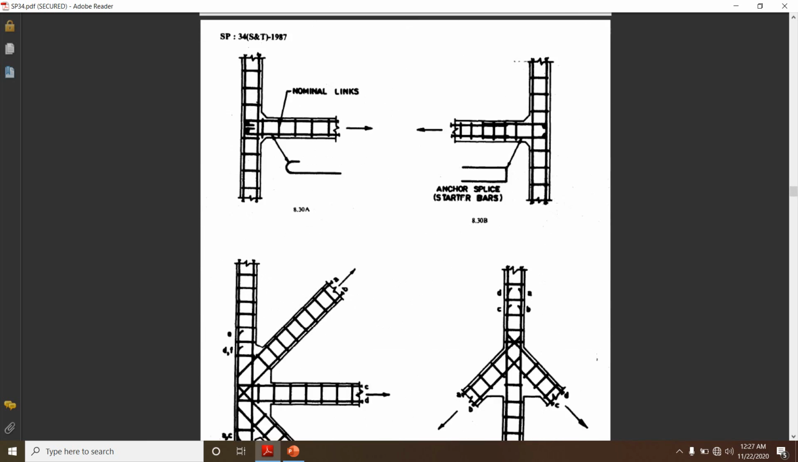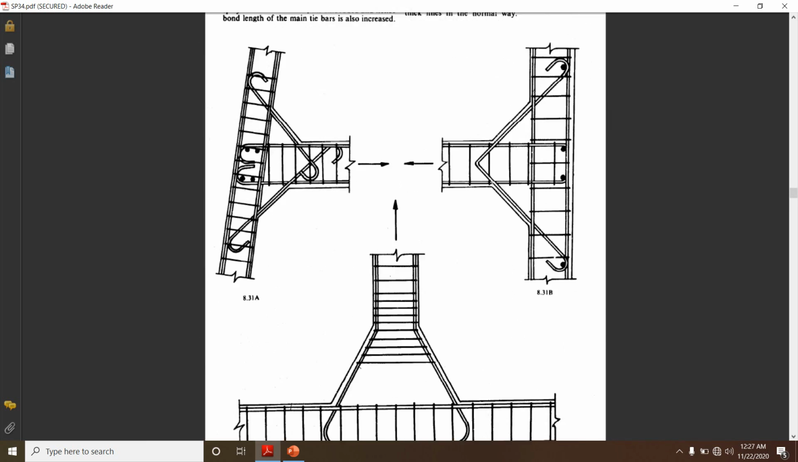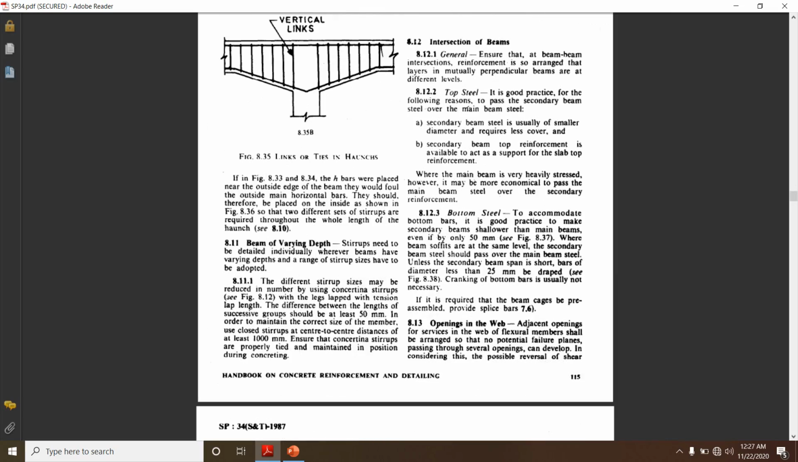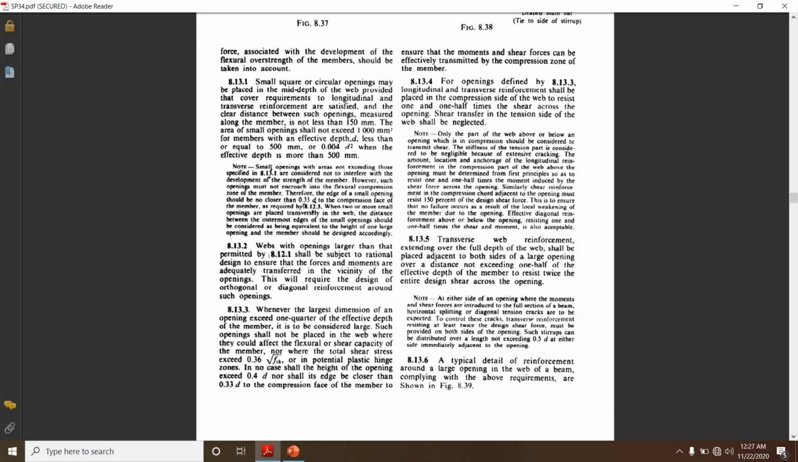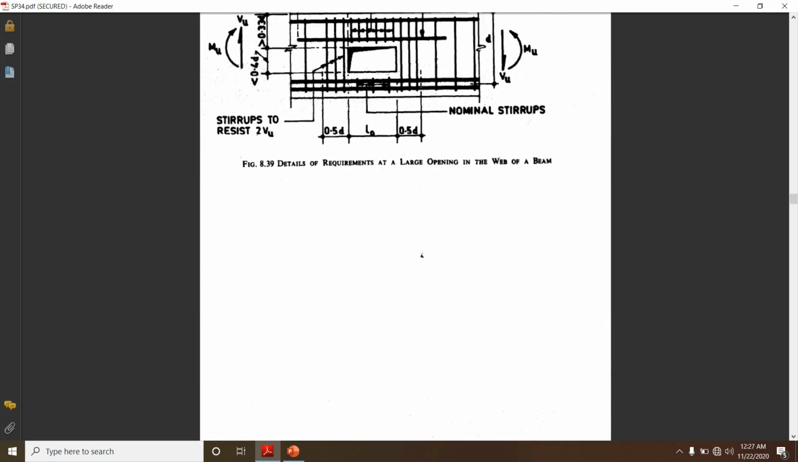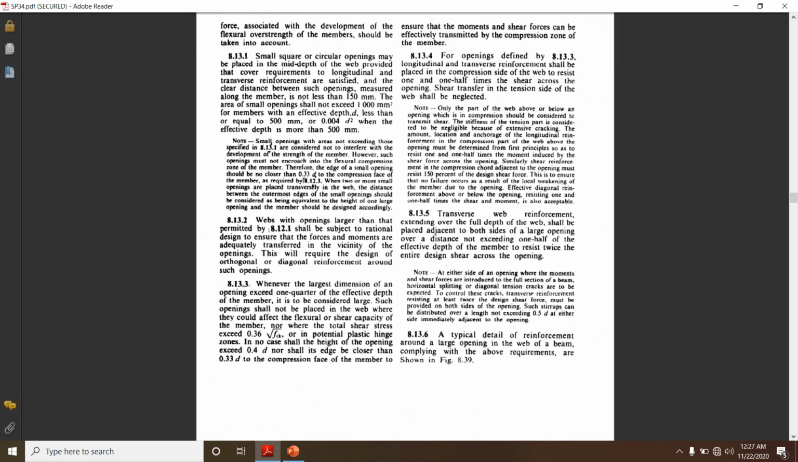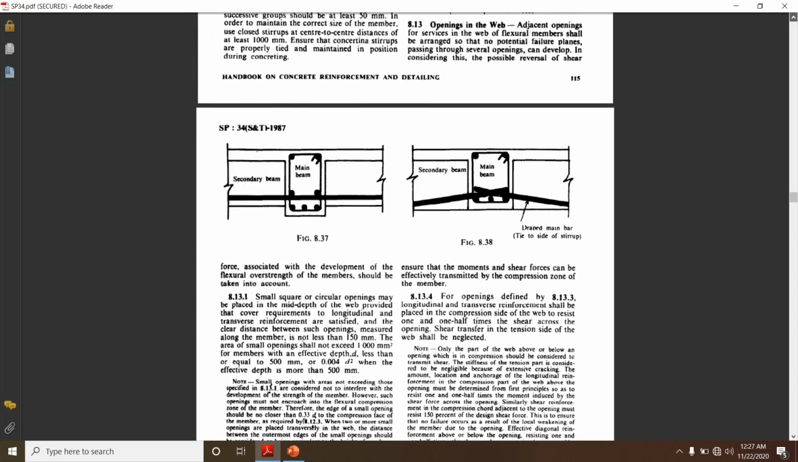So these are the points we have. If you want to study it in detail, you can refer to the code book SP34.